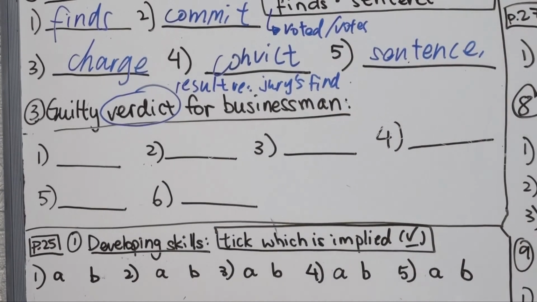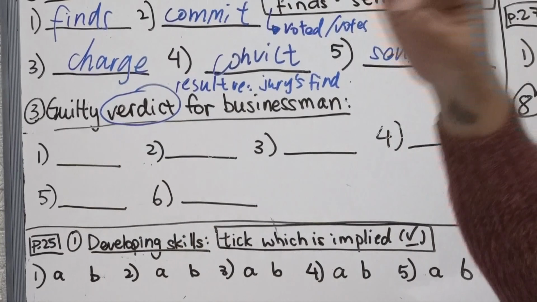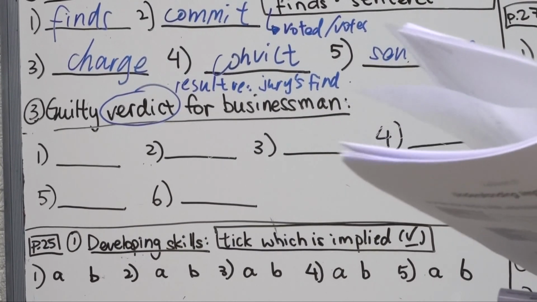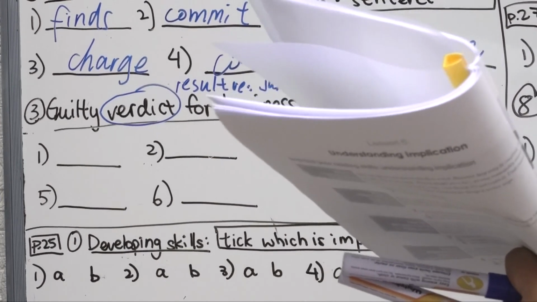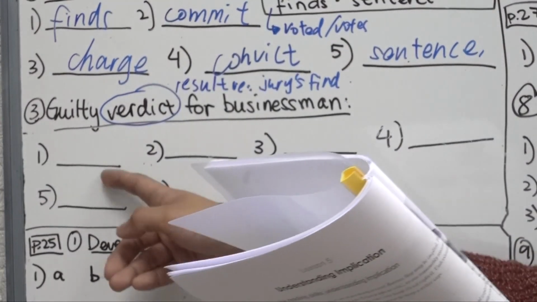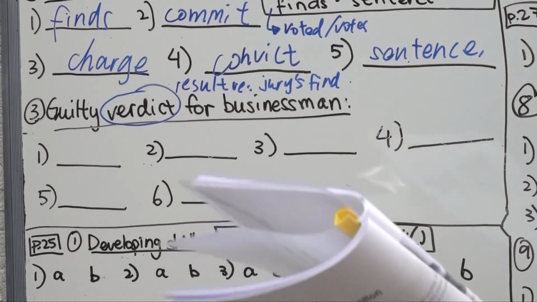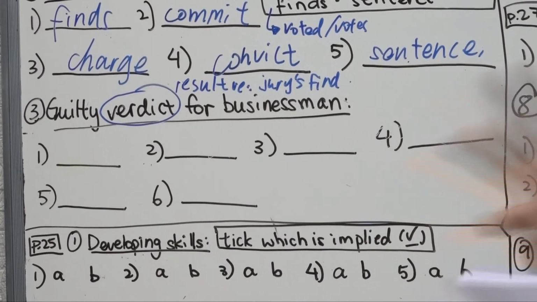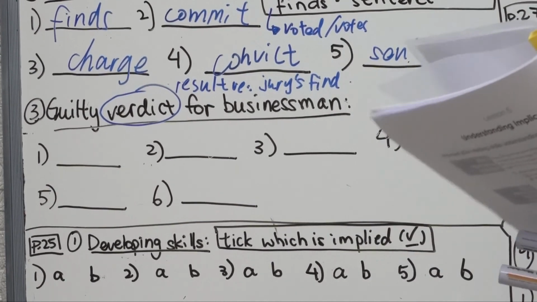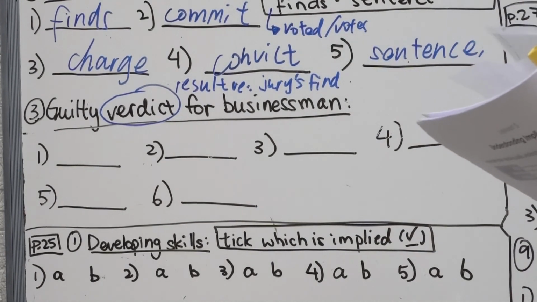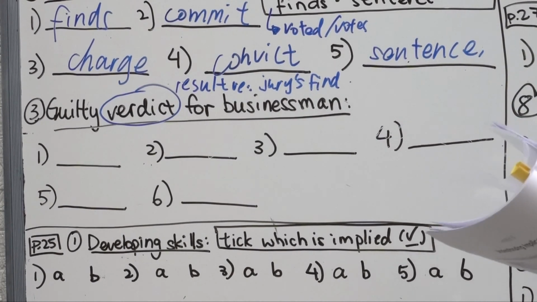Number 4, bars or walls. Okay, bars are like the prison bars, okay? The pieces of steel or metal that help you not get out of prison. And walls, right? Prison walls just means walls. For 5, sentence or punishment. And 6 is prison, the place, or imprisonment, to put someone in prison, okay? Imprisonment.